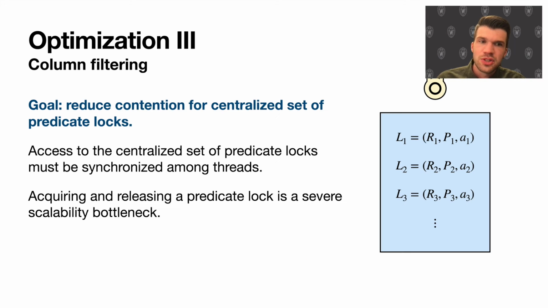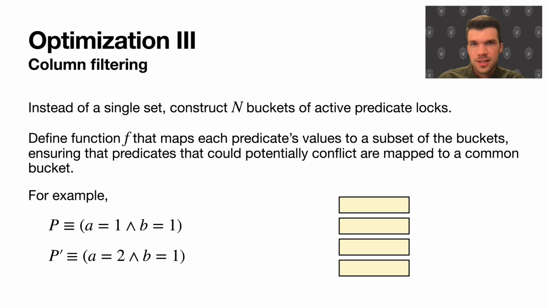Our third optimization, column filtering, reduces contention for a centralized set of predicate locks. Access to the centralized set of predicate locks must be synchronized among threads, which presents a severe scalability bottleneck. Instead of a single set, we construct some number n buckets of active predicate locks. We then define a function that maps each predicate's values to a subset of the buckets, ensuring that predicates that could potentially conflict are mapped to a common bucket.